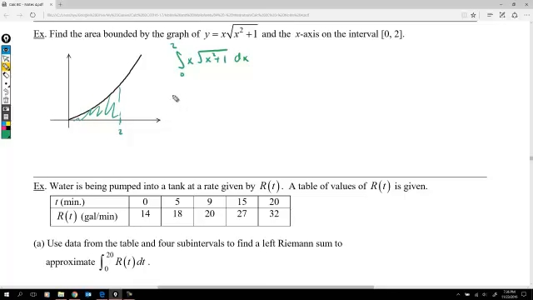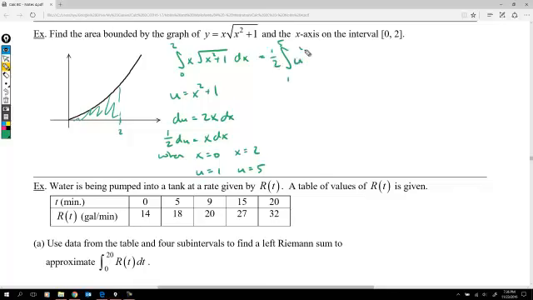Now I know I'm going to do a u sub, so I'm going to let u equal x squared plus 1. That means du is 2x dx, and I'm going to bring that 2 over. So I have x dx over here. And I'm going to change my bounds. When x is 0 and x is 2, u is going to be 1 and u is going to be 5. So my new bounds are 1 to 5, I have a 1/2 here, u to the 1/2 power du.